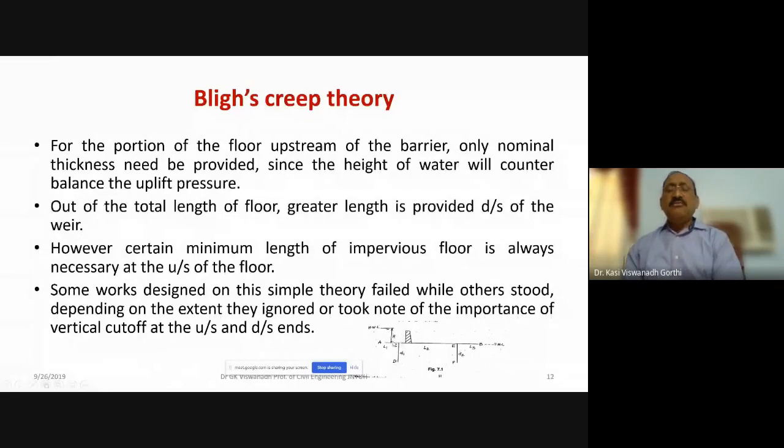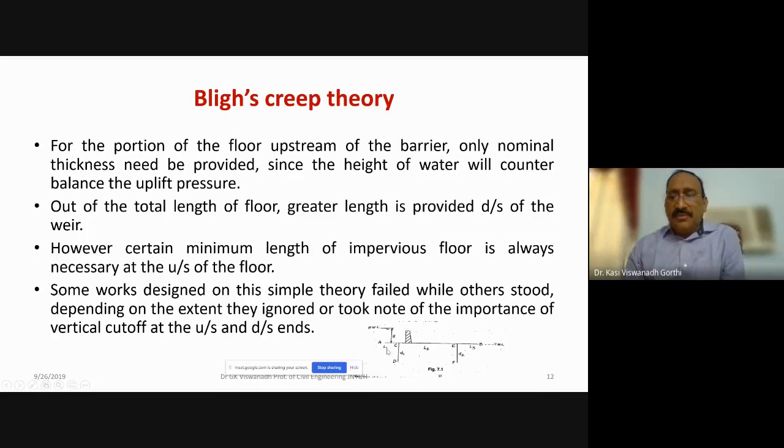The weight of water which is available here. Since the weight of water available on the upstream side is more, it doesn't matter even if a nominal thickness of the floor is provided on the upstream side of the weir. So out of the total length of the floor, greater length is provided on the downstream side of the weir.